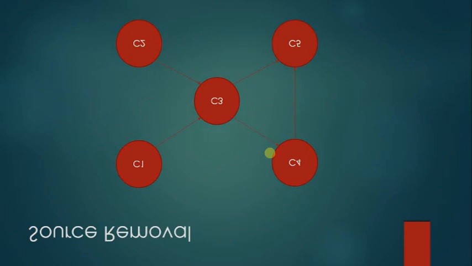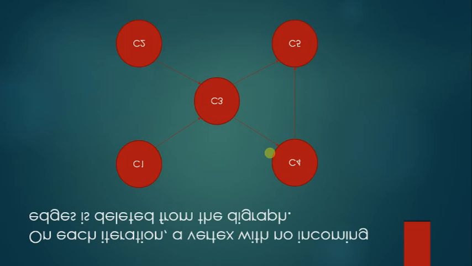Source removal. This is a simulation. On each iteration, a vertex with no incoming edges is deleted from the diagram. So in here, we have C1 and C2. We can take C1 or C2 first, but okay, we'll start with C1. And then C2, then C3, C4, C5. This is now our topological order of the graph.